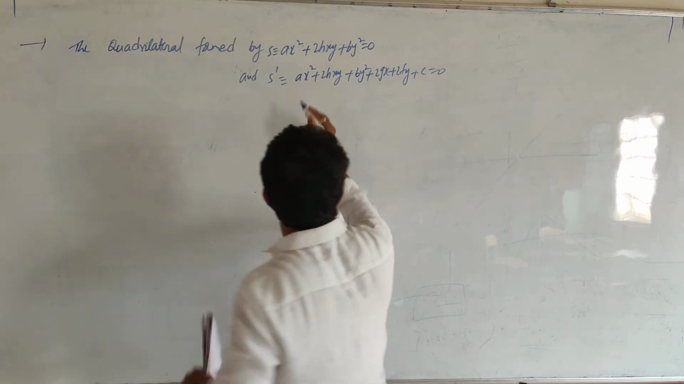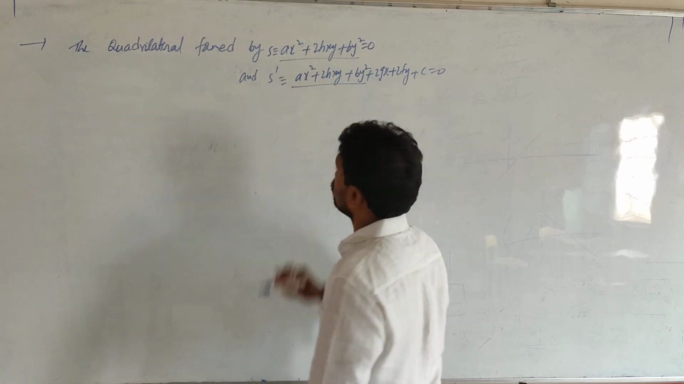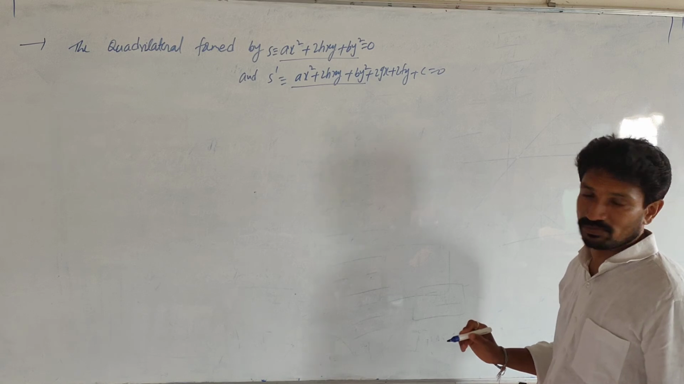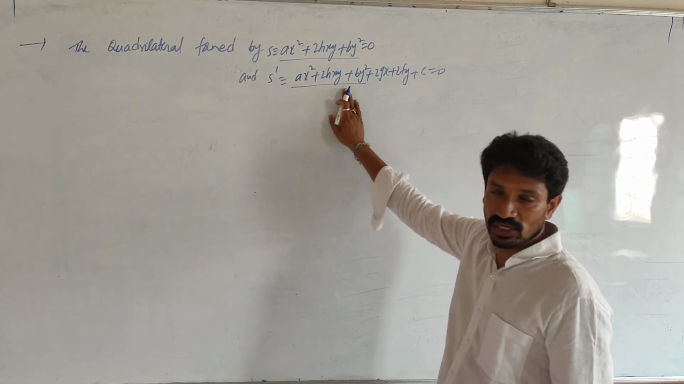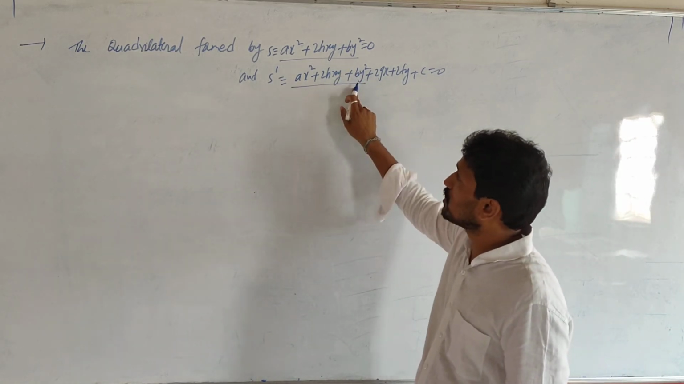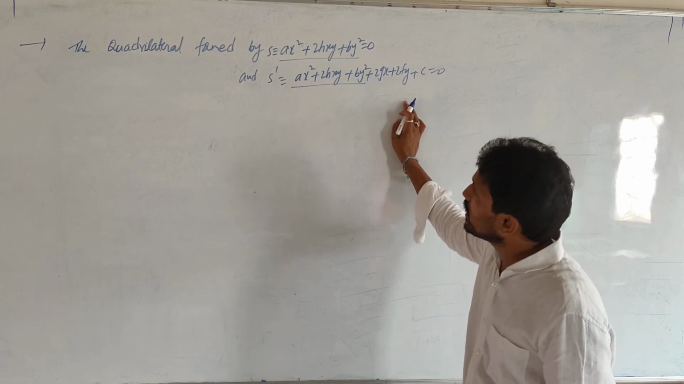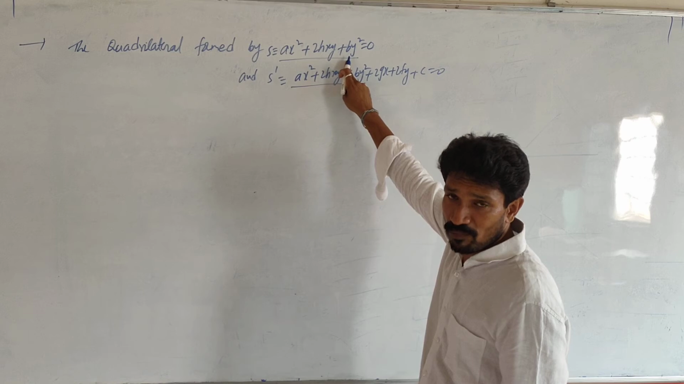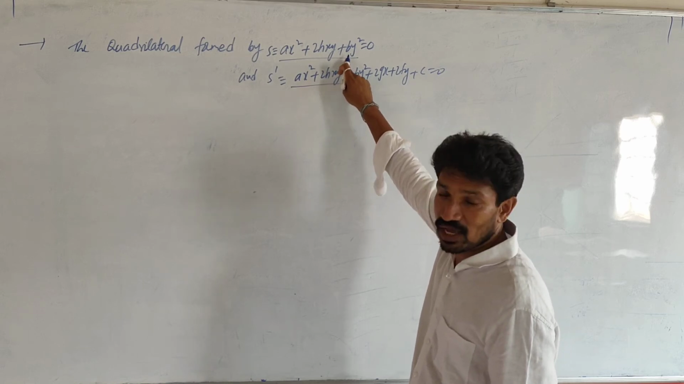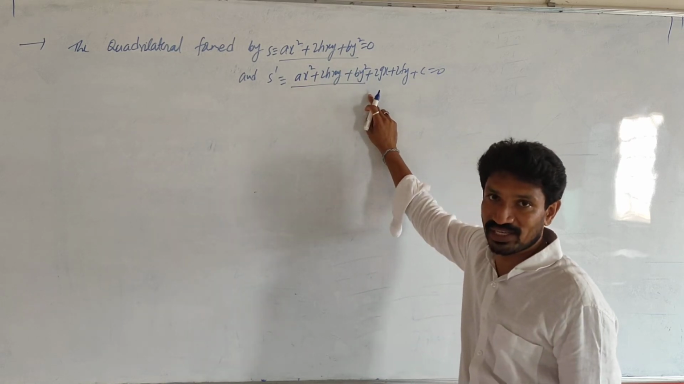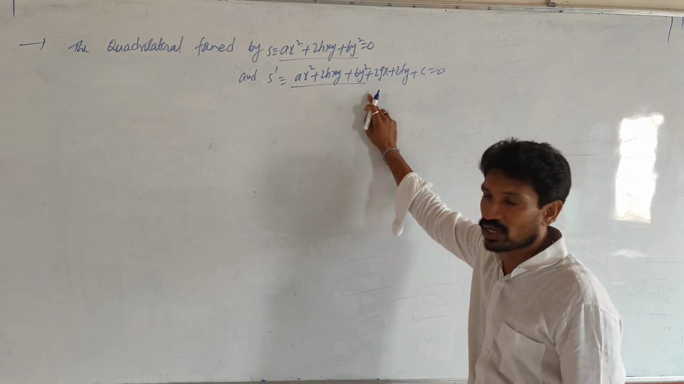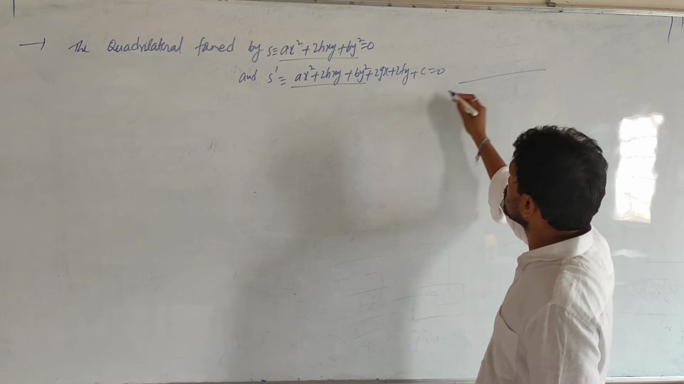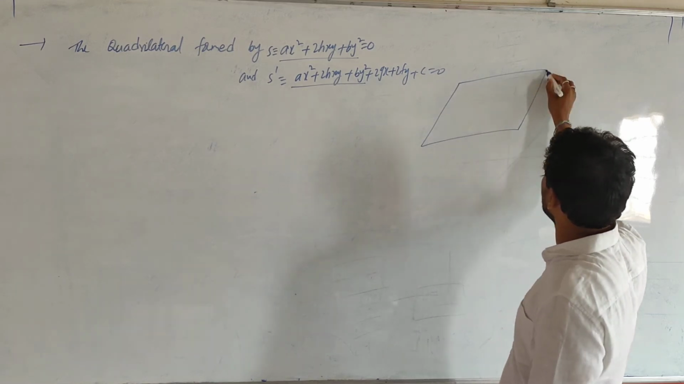See here, these three parts are the same. Ax square plus 2hxy plus by square, here also these three parts are the same. If these three parts are the same, very clearly we can say one thing. These two pairs of straight lines are parallel to these two pairs of straight lines. So the quadrilateral formed by these two pairs of straight lines will be nothing but a parallelogram.